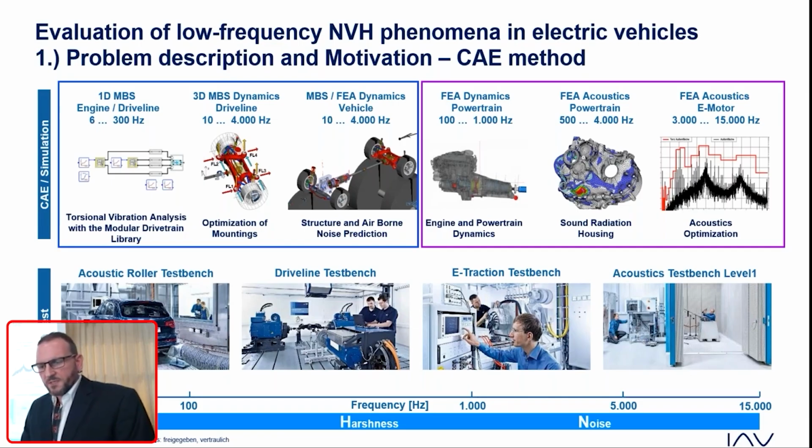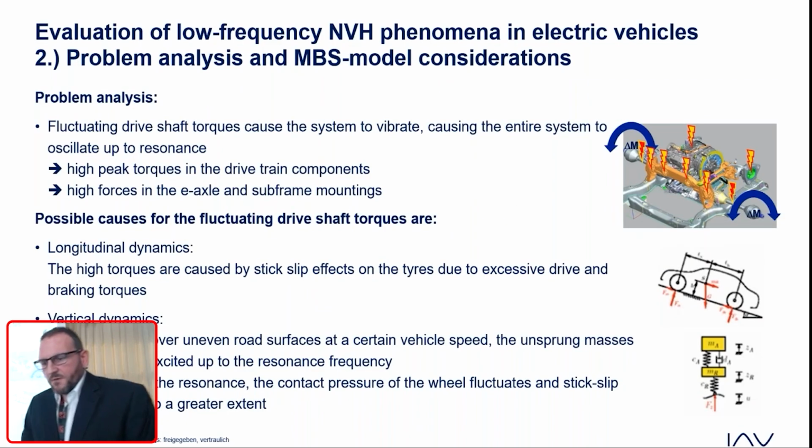The rigid body vibrations of the E-axle and the subframe are also very important for analyzing this problem. For this reason, 3D rigid bodies of the E-axle and subframes, as well as their mounts, are modeled in the 3D MBS and coupled with a 1D drivetrain model. Before I speak about the construction of the required MBS model, I want to analyze the vibration problem.